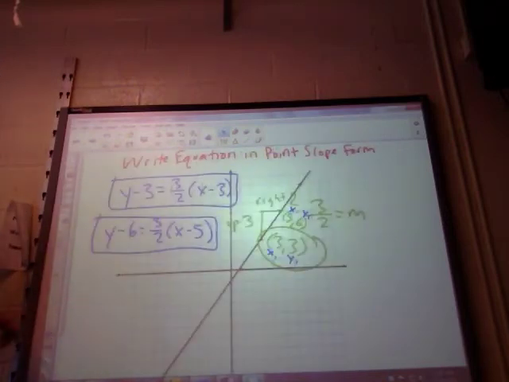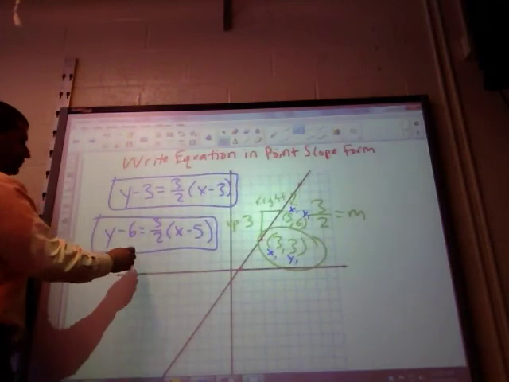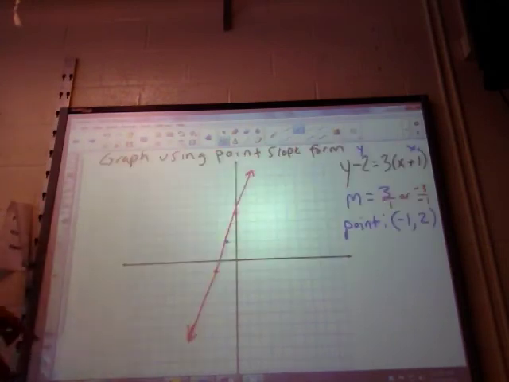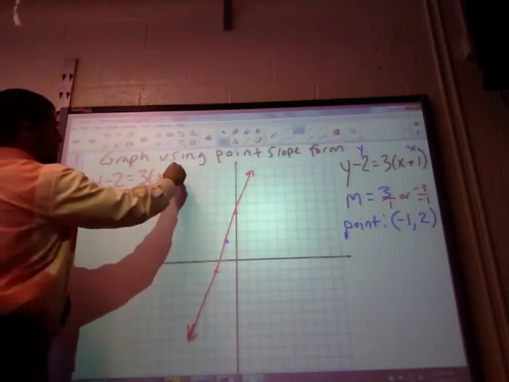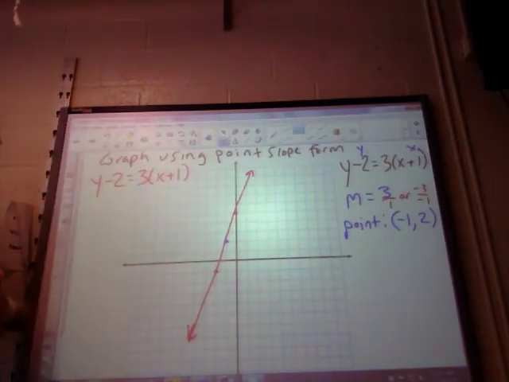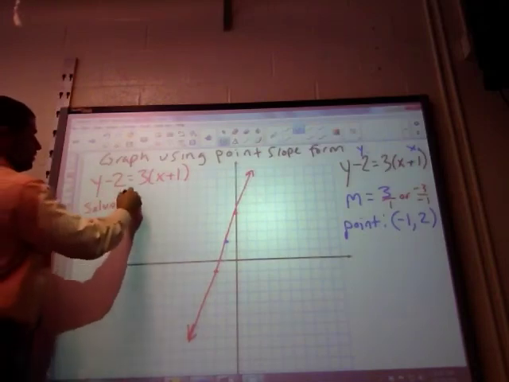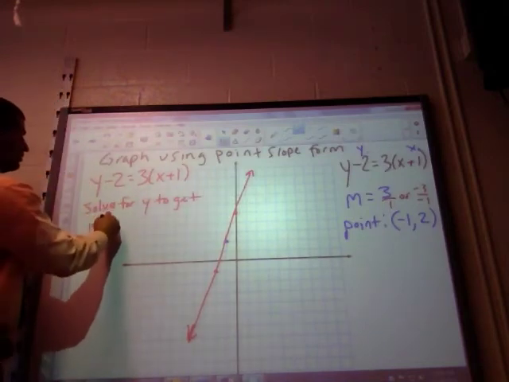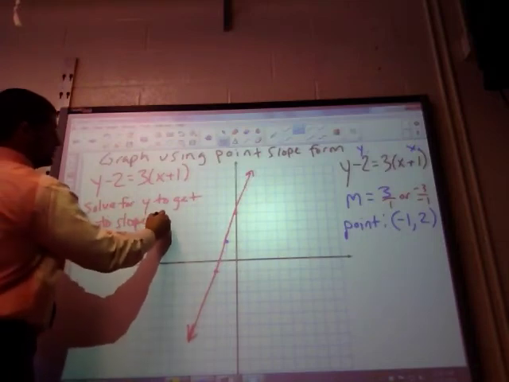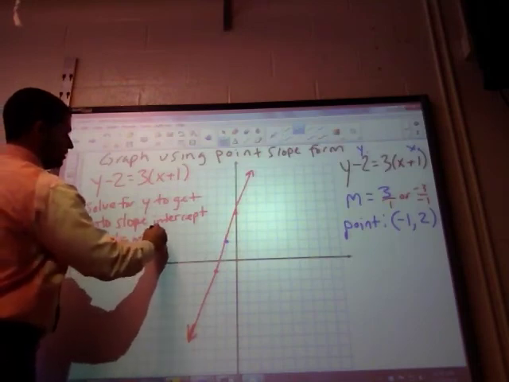One other use of it, if we go back to this problem, is we can figure out this equation in slope-intercept form. So say I went to here. Let's see which problem's better. This one. So y minus 2 equals 3 times x plus 1. I can move this in a slope-intercept form by solving for y. So solve for y to get into slope-intercept. That's y equals mx plus b.